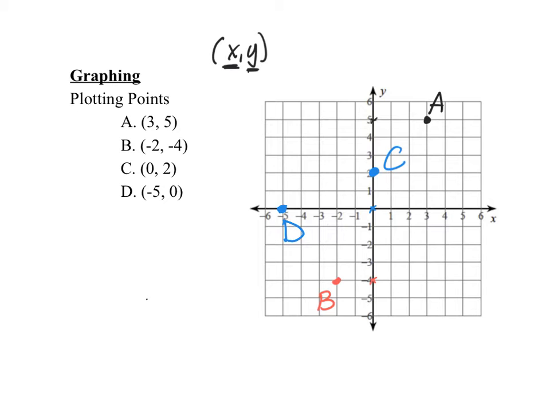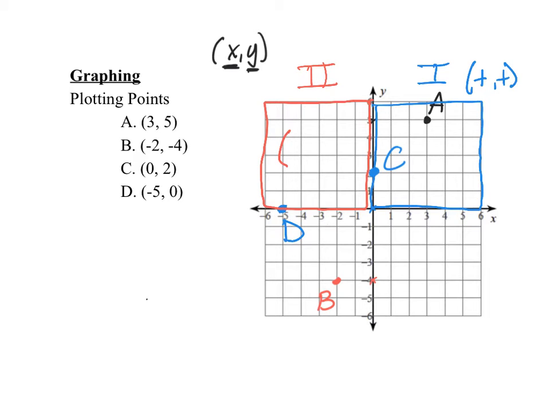A couple things to remember. Points that are in this region of the graph over here, which I've highlighted in blue, this is called quadrant 1. It's a Roman numeral. All the points in that quadrant have a positive number for the x and a positive number for the y. The quadrant to the left of that is called quadrant 2, and every point in this quadrant has a negative x and a positive y.